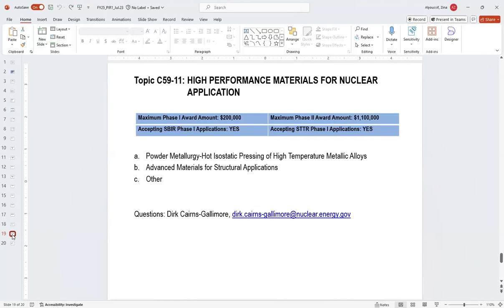So there are specifically two subtopics, one which was included last year. The first one, powder metallurgy, hot isostatic pressing of high temperature metallic alloys, and then a new topic on advanced materials for structural applications. I would note one thing on the first subtopic, powder metallurgy, hot isostatic pressing. This was included last year, but there have been some changes relative to the previous version of this topic. Notably, applications are being sought to understand the cause of property degradation, in addition to what was included last year, which was development of improved processes for high temperature alloys, including but not limited to powder chemistry specifications, powder manufacturing, etc.